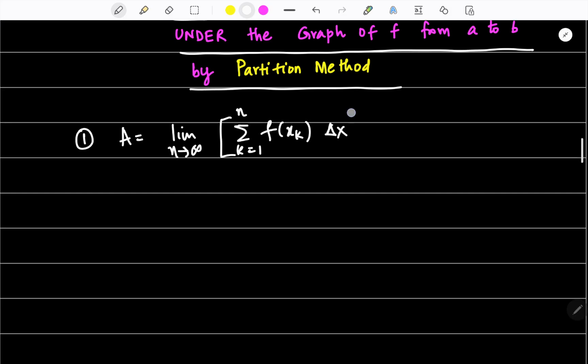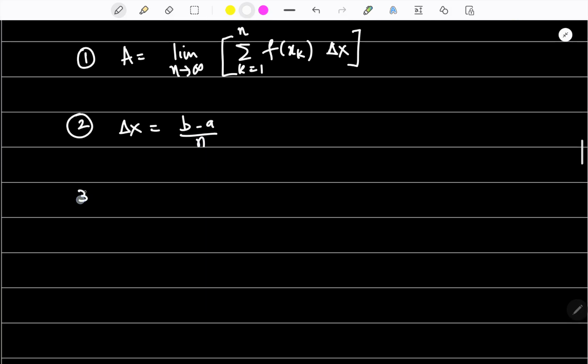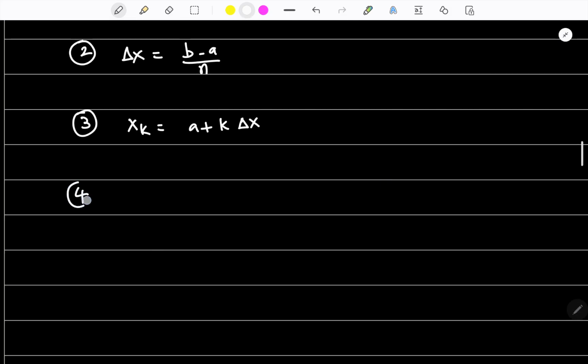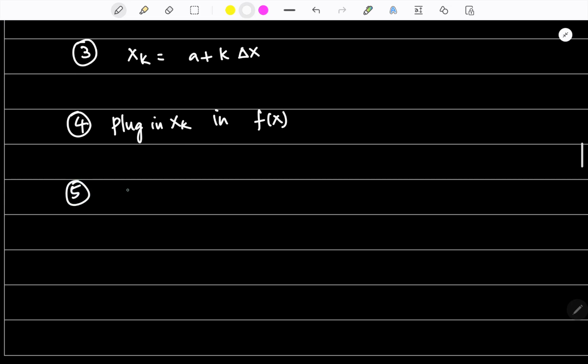Now let me use this bracket. Step number 2 is delta x equals b minus a divided by n. Step number 3 is you calculate xk. What is xk? A plus k times delta x. Step number 4 is plug or put xk in f of x. Then, after putting all these things in, start step number 1 again.